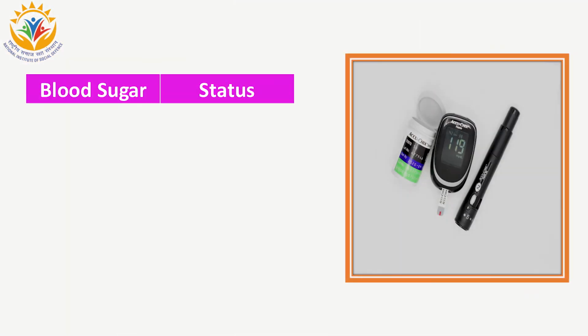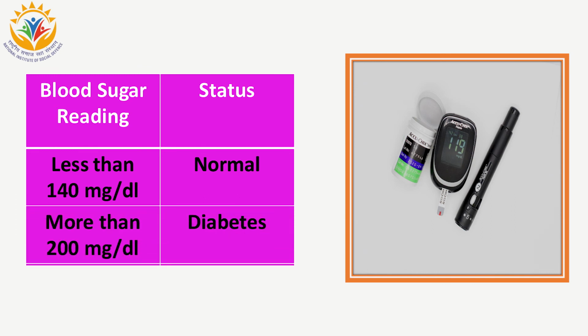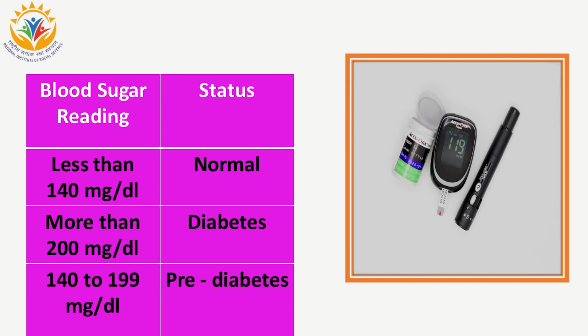A blood sugar level less than 140 milligram per deciliter is normal, which is a random reading. A reading more than 200 milligram per deciliter after 2 hours indicates diabetes. A reading between 140 to 199 milligram per deciliter indicates pre-diabetic condition.